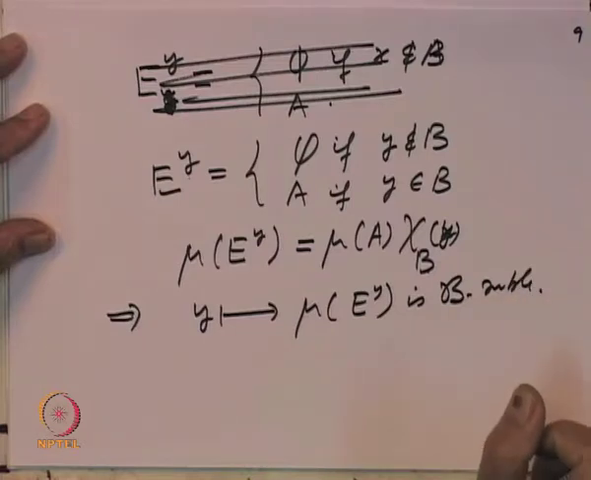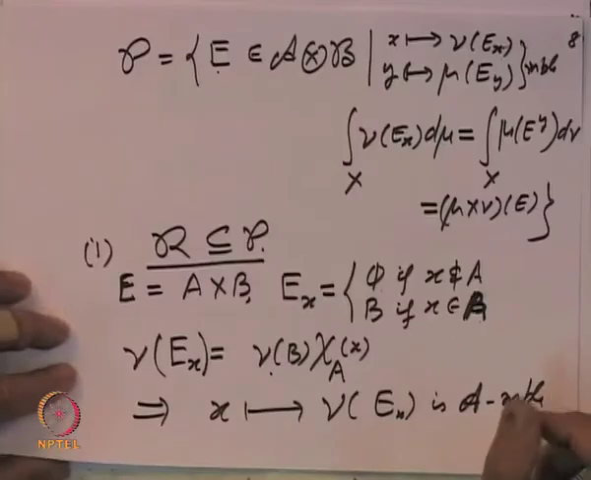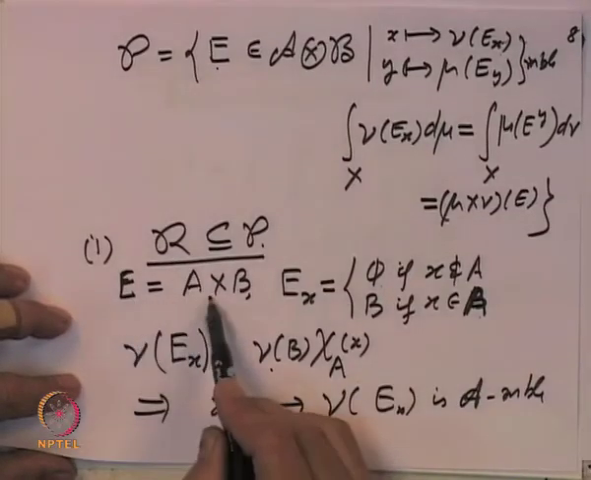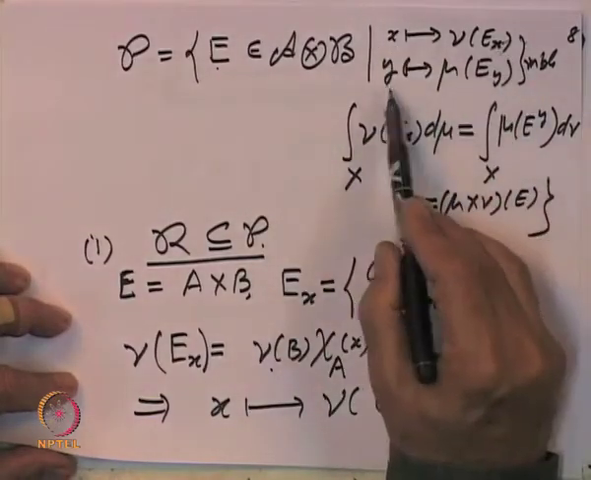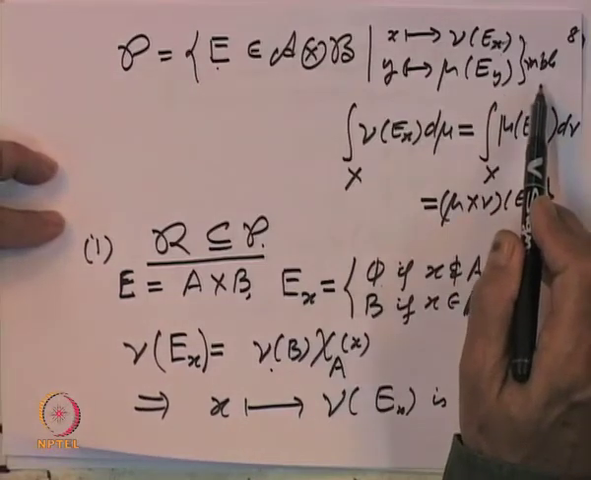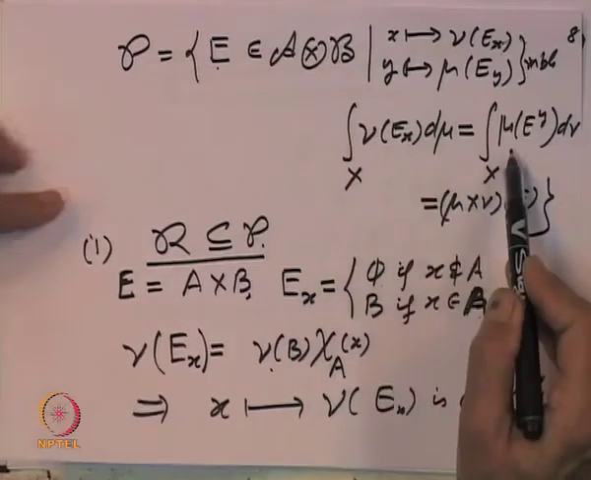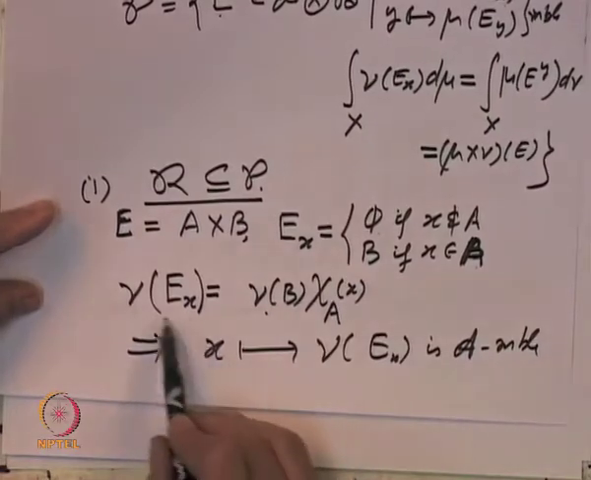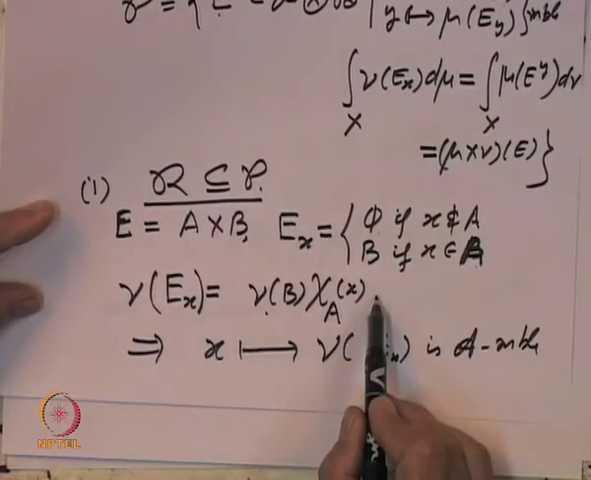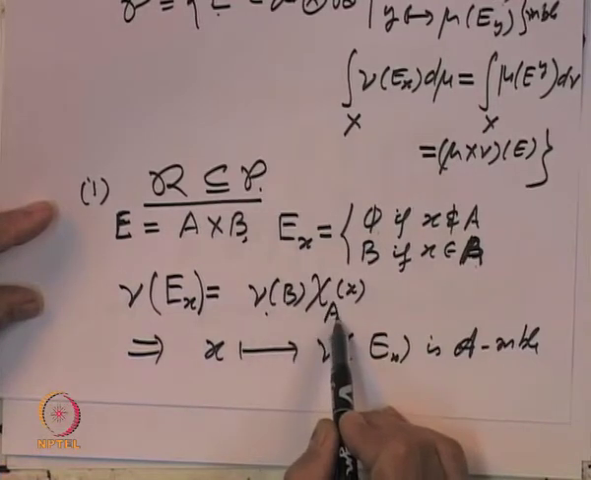So, that proves the first thing for rectangles. We wanted to show that rectangles are inside P. What we have shown here for a rectangle is the first property, namely that x going to nu of E x and y going to mu of E y are measurable with respect to the corresponding sigma algebras. Now, let us compute the integrals of these things. nu of E x is this function. What is its integral with respect to mu? This is a constant and this is an indicator function. So, it is nu of B times mu of A.